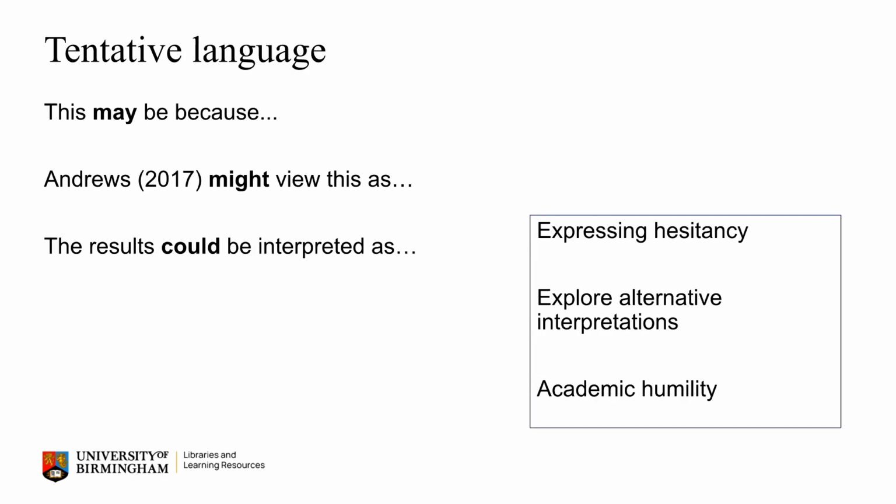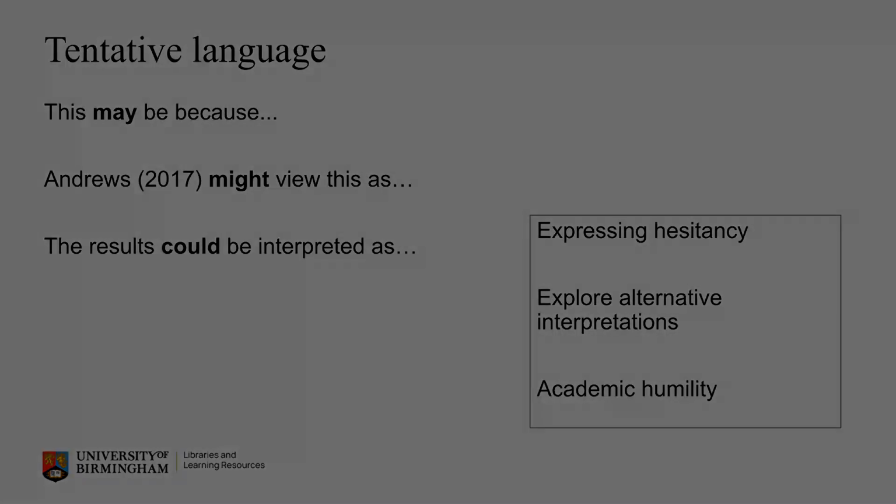And finally here, what about tentative language? You might notice tentative language when you're reading. Expressions like this may be because, or Andrews might view this as, or the results could be interpreted as. These kinds of phrases help us to express hesitancy, explore alternative interpretations, and show a degree of academic humility.